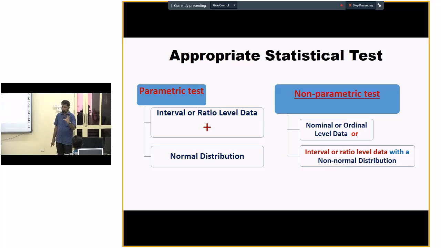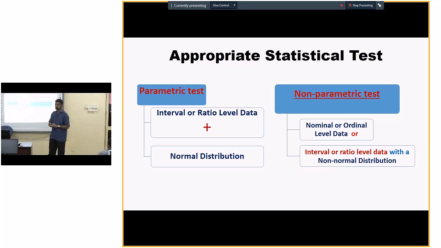If market return or market prices follow a normal distribution, you can go for the Karl Pearson correlation or regression. But if it is not following a normal distribution, you have to go to the Spearman rank correlation coefficient, or otherwise you have to convert that data into a normal distribution. There are some methods for that. Is it clear? This is the summary of those two criteria: level of measurement and distribution.